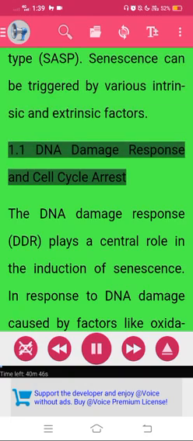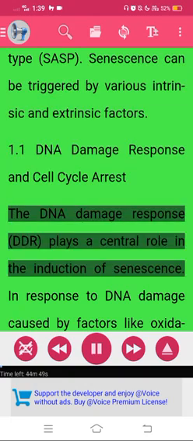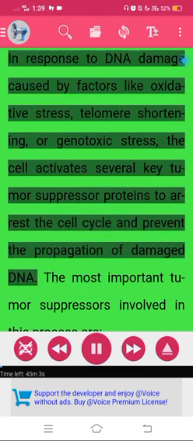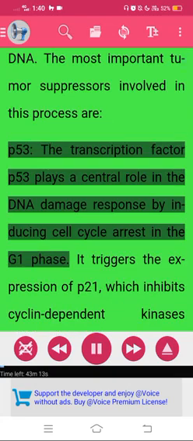1.1 DNA damage response in cell cycle arrest. The DNA damage response (DDR) plays a central role in the induction of senescence. In response to DNA damage caused by factors like oxidative stress, telomere shortening, or genotoxic stress, the cell activates several key tumor suppressor proteins to arrest the cell cycle and prevent the propagation of damaged DNA. The most important tumor suppressors involved in this process are p53.